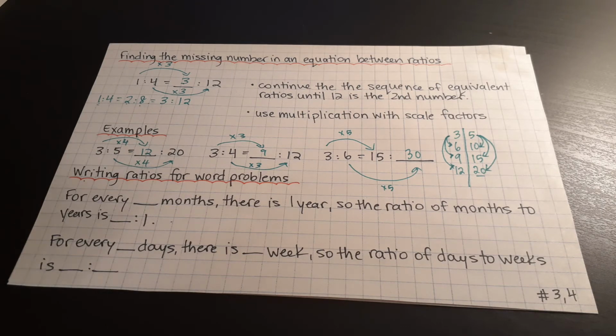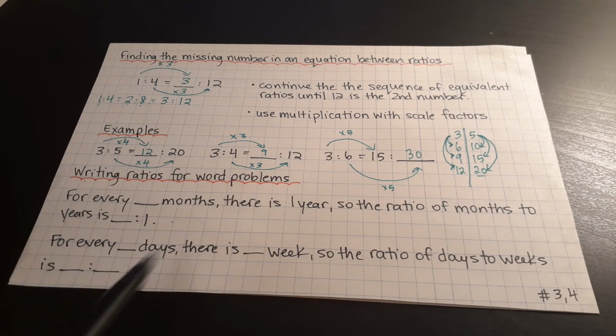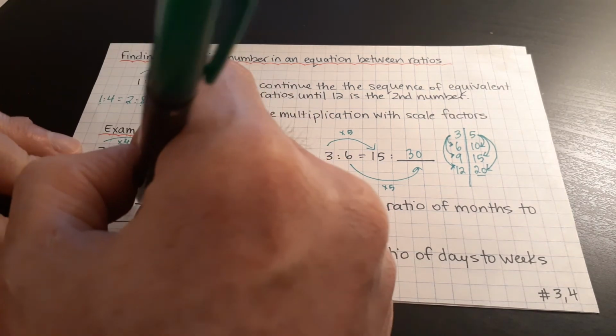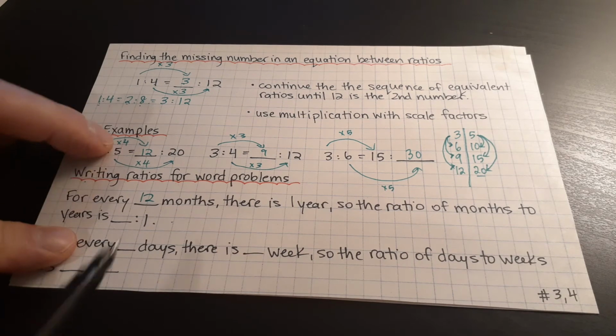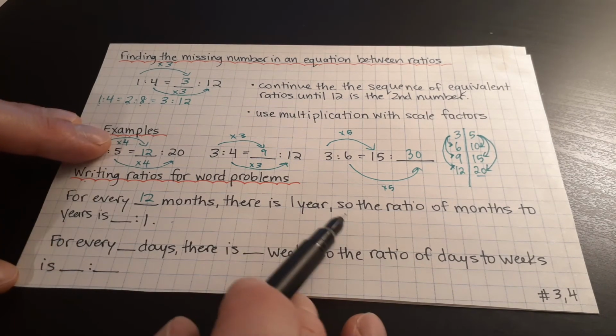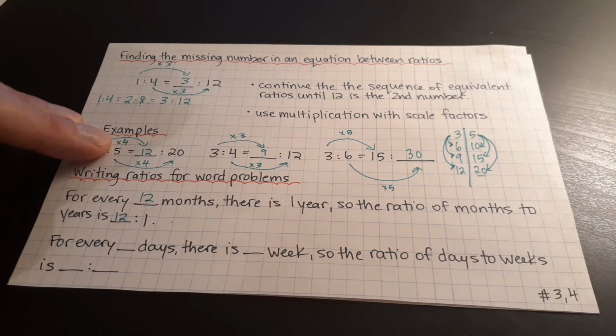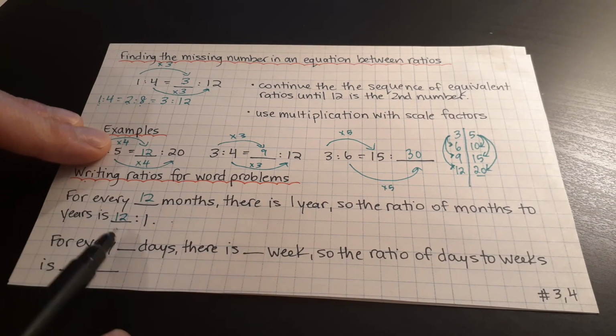and then pick it up, because the next one is writing ratios for word problems. And here's a couple of word problem-ish things. For every blank months, there is 1 year. Well, I know that there are 12 months in a year. So for every 12 months, there's 1 year. So the ratio then of months to years would be 12 to 1. So again, I'm taking a word problem and turning it into a ratio.